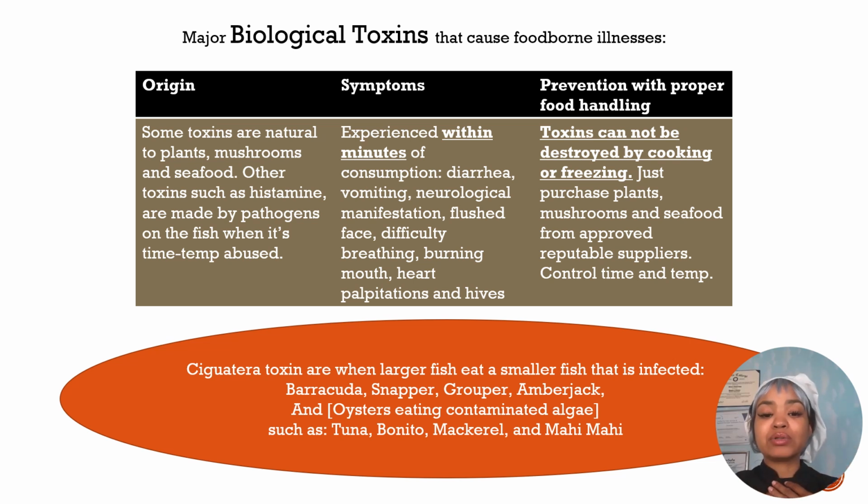Prevention with proper food handling is that toxins cannot be destroyed by cooking or freezing. Just purchase plants, mushrooms, and seafood from approved, reputable suppliers. Control time and temp. It's just that simple. There are other toxins in larger fish that you'll see here as well that you can investigate.